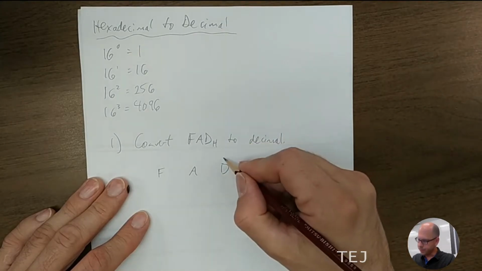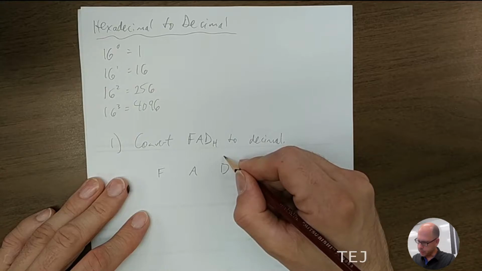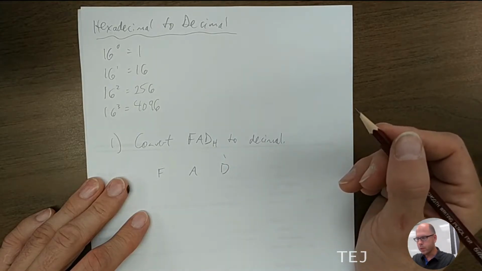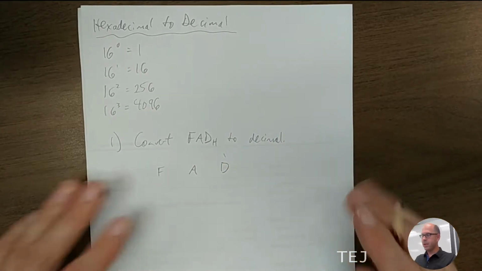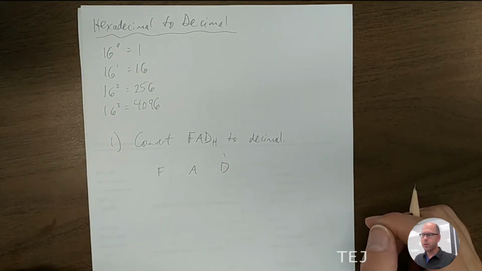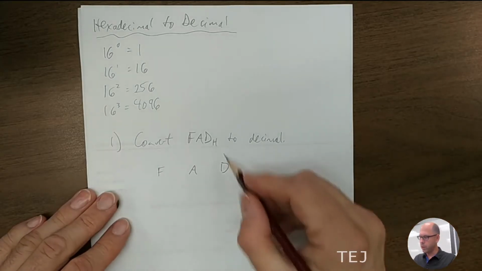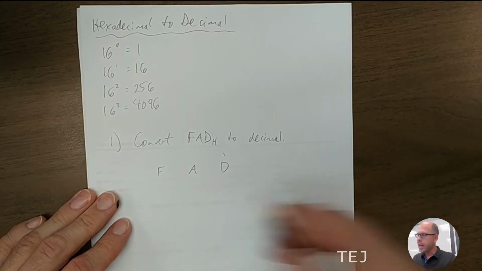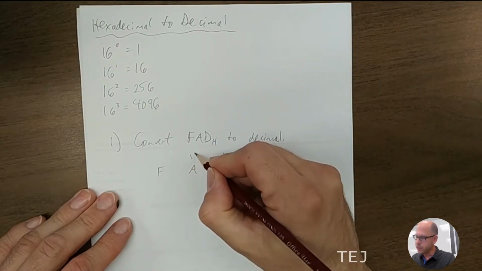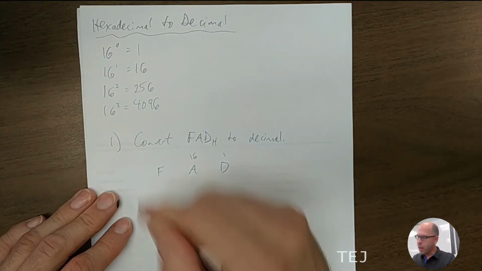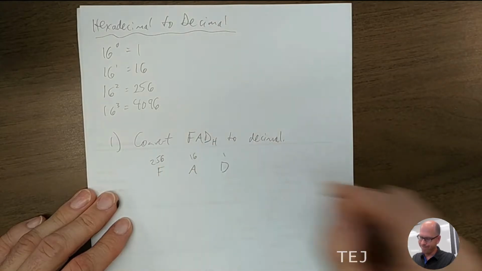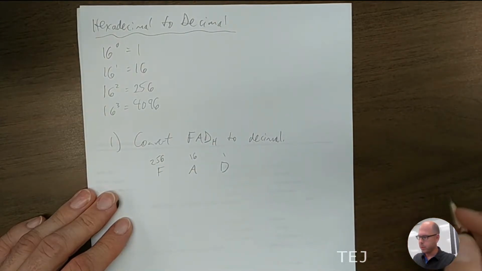And D is in the ones place, 16 to the power of ones place. D is in the 16 to the power of 0's place, which is 1. So that's the ones place, 16 to the power of 0. A is in the 16's place, 16 to the power of 1. F is in the 256's place, 16 to the power of 2.